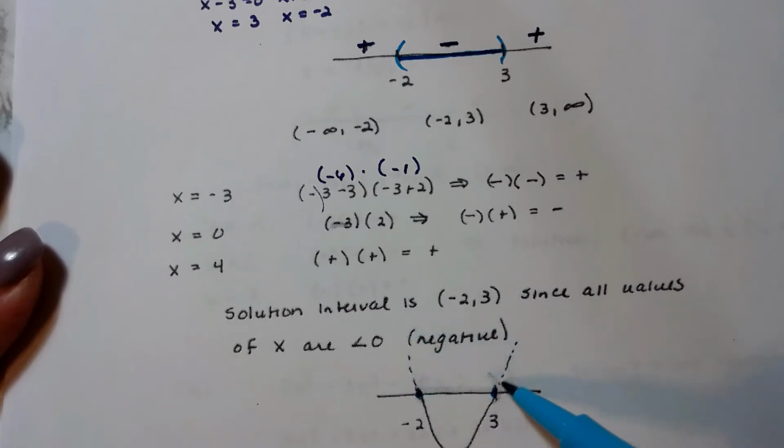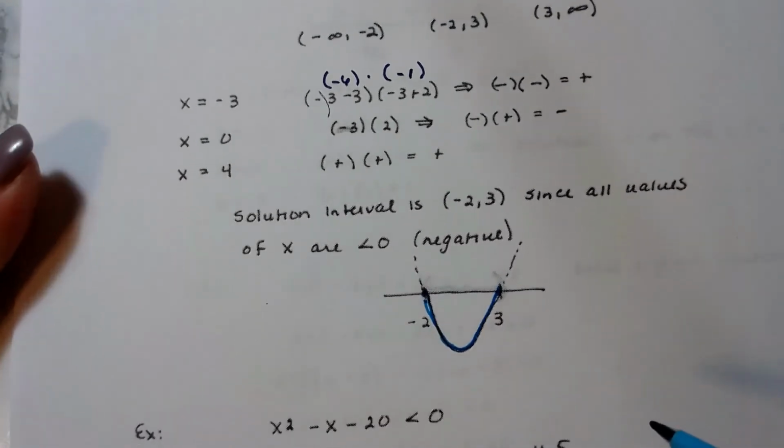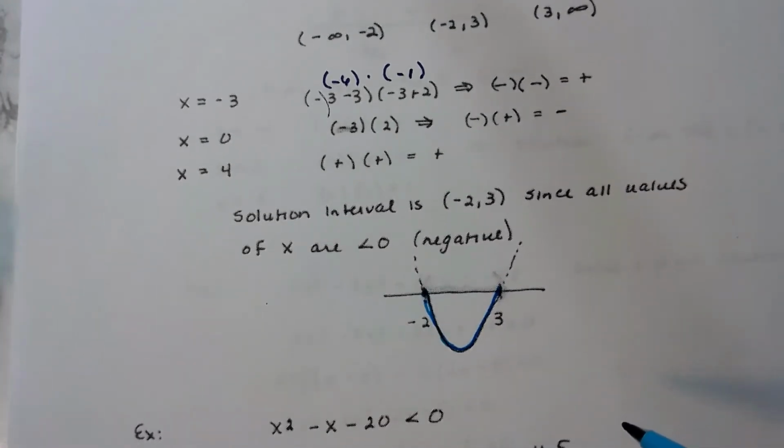All the positive values are always above the x-axis, and negative values are below the x-axis. So these values here are going to make my polynomial true. It's going to keep it less than 0.